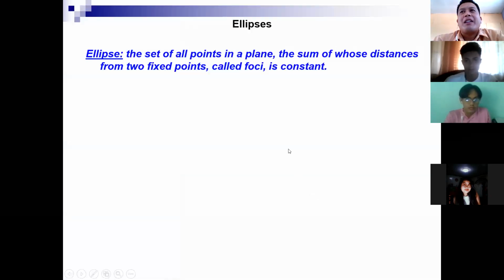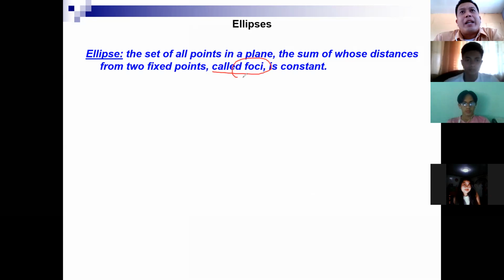If we define circle as the set of all points equidistant to the fixed point called the center, and the definition of parabola is that a set of all points wherein the distances of that set point to the constant line or fixed line and to the fixed point is equal. Ellipse is defined as the set of all points such that the sum of those distances from the two fixed points is a constant. The two fixed points are what we call as foci.